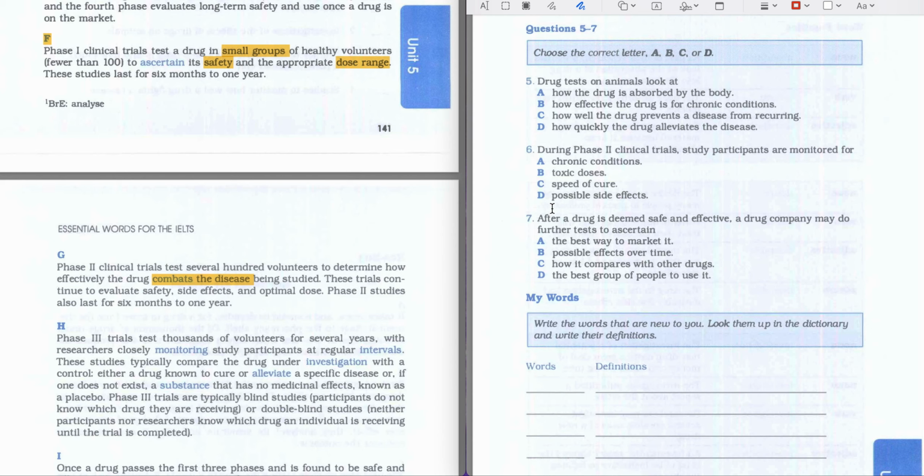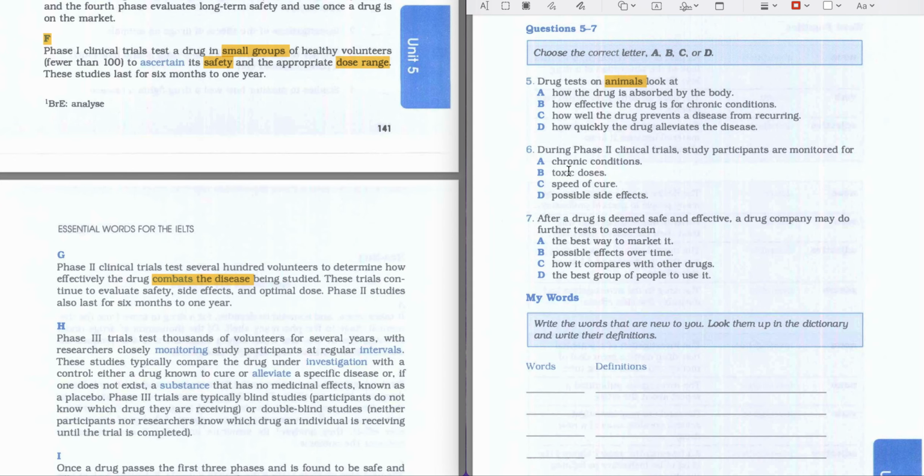Drug tests on animals look at. So here we have the drug is absorbed by the body. Effective drugs for chronic conditions. How well the drugs prevent the disease from recurring. How quickly the drugs alleviate the disease. So drug tests on animals look at. So let's highlight this keyword, animals.